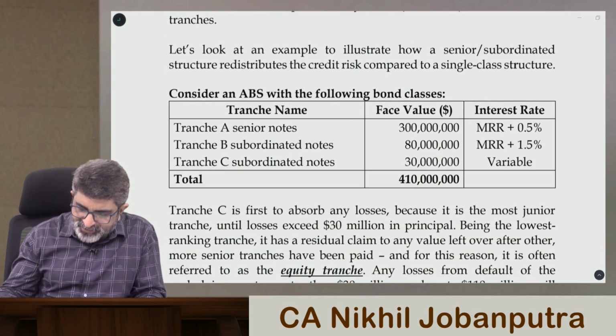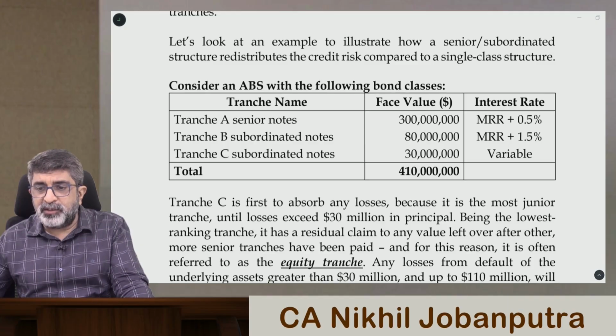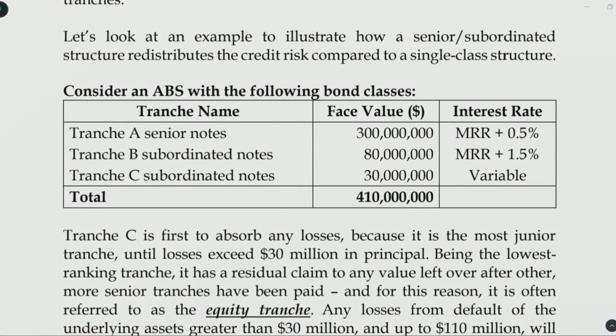Now let us take a little more detailed example over here, and let me enlarge the screen size for your proper reference. Let's look at an example to illustrate how a senior or subordinated structure redistributes the credit risk compared to a single class structure. So consider an ABS with the following bond classes: tranche A, tranche B, tranche C. These are senior notes, these are subordinated notes, and these are also subordinated notes. The face values are $300 million, $80 million, $30 million, aggregating to $410 million. Interest rate is MRR plus 0.5%. This is MRR plus 1.5%, and for the third tranche, the interest rate is going to be completely variable.